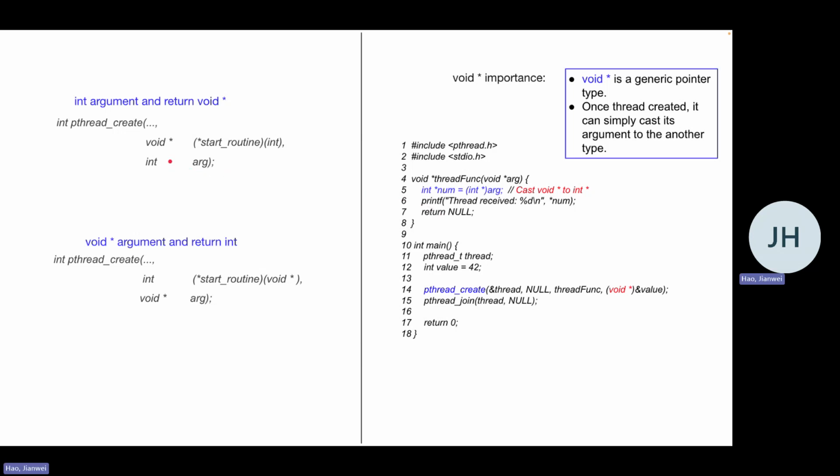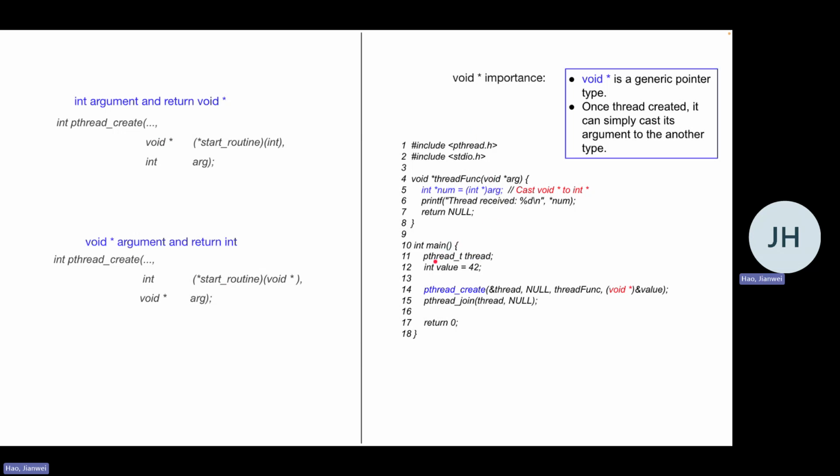there are 2 examples for this format. Like we can use the void star data type for the start routine, and use int for the argument. And also we can use the int for the start routine and use void star for the arg. So void star is a generic pointer type. Once the thread is created, then it can simply cast these arguments to a different type.